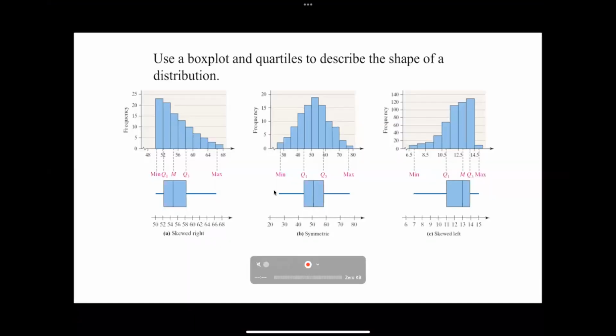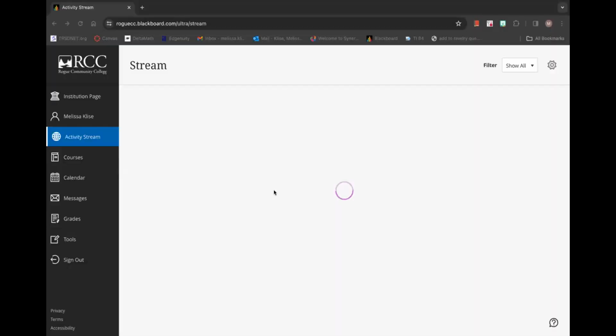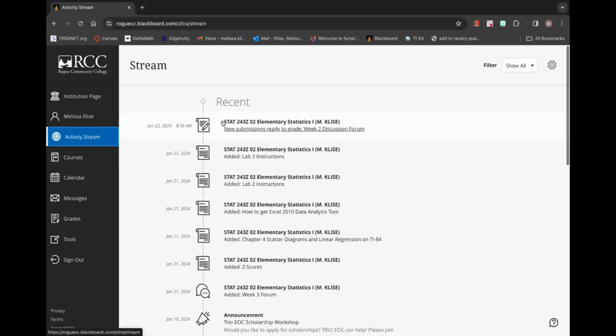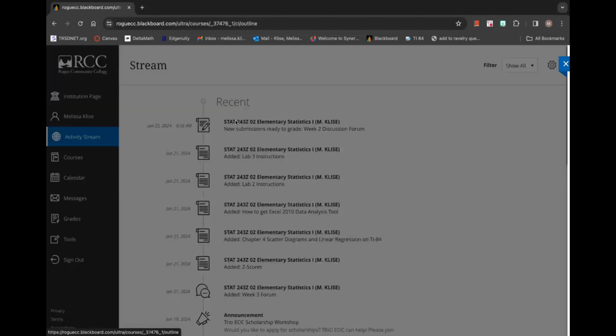But just at the bottom of the assignments and lessons page, you can see there's the Microsoft Office that you get free from RCC, and you can use that as long as you're a student. There we go. My courses haven't ramped up. Yes, they have.